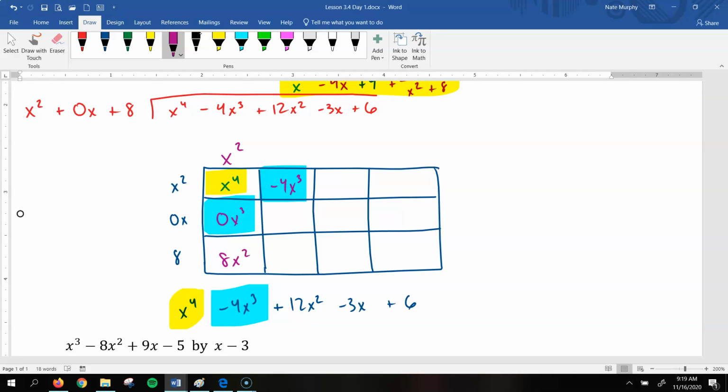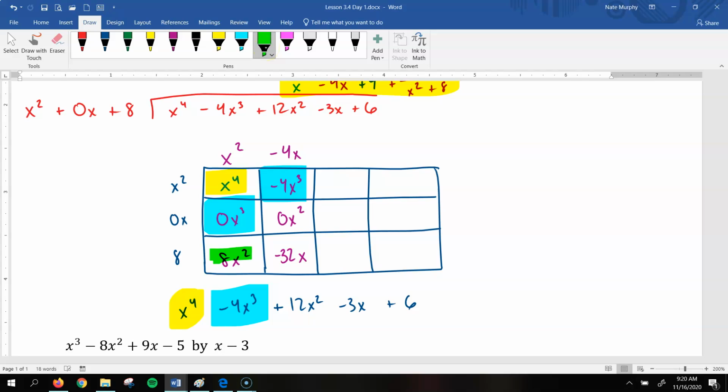Okay, so now up above, I'm going to write down what would I multiply x squared by to get negative 4x cubed? Well, that would be negative 4x. So again, I'm going to multiply all three terms by negative 4x. And negative 4x times x squared, sure enough, is negative 4x cubed. This would be 0x squared. And negative 4x times 8 would be negative 32x.